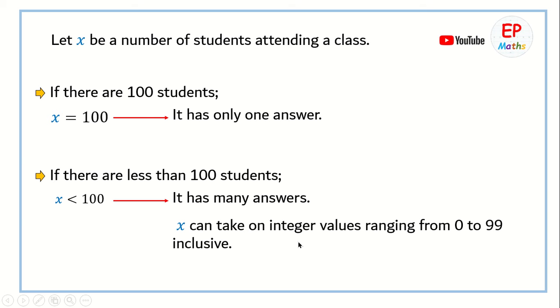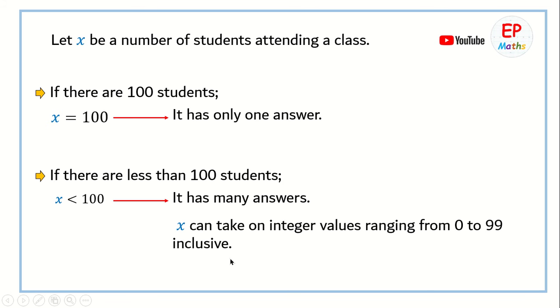Now, why do we say integer values? Because actually we are talking about students. Students cannot be fractions, so that's why we say integer values. And these integer values cannot be negatives. This is because also a student cannot be a negative, so that's why we say that it will be the integer values ranging from 0 to 99 inclusive.